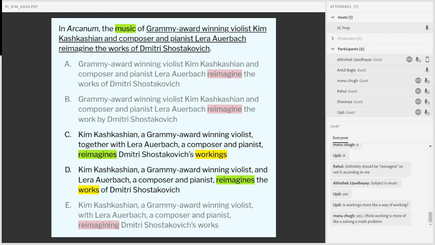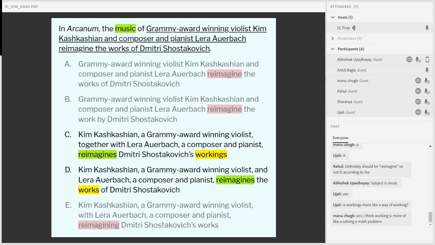All right, final point. If you see option, yeah, go ahead. So one question, sir. I got the meaning difference between the verbs and this, but can we have that reimagines Dmitri's workings? So it is a possessive and reimagines workings, so it is somewhat restrictive. And the other way around, in option D we have reimagines works of Dmitri Shostakovich. So the interesting thing is, both of these are different ways of forming the possessive.